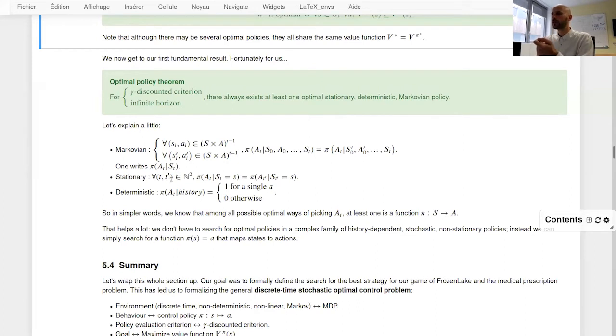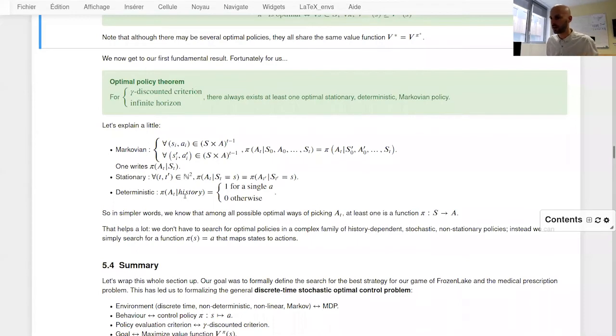This policy should also be stationary, meaning that the distribution on actions doesn't really depend on the time. If the state is the same, then the distribution on actions is the same, regardless of whether we're at t or at t prime. And finally, this policy should be deterministic, meaning that we can pick deterministically one single action in a given state.